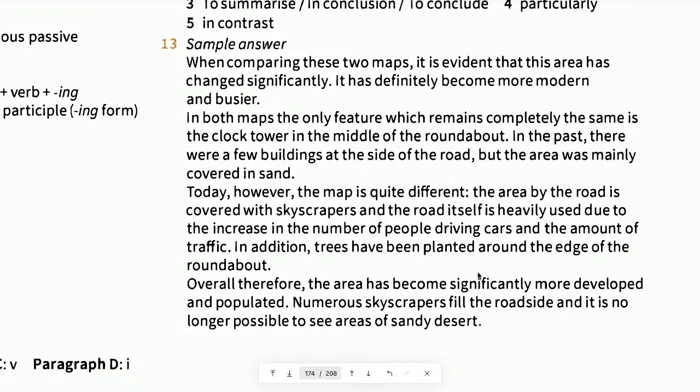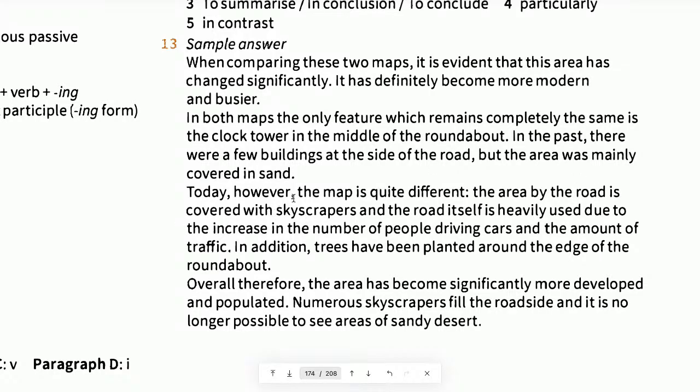Okay, now tell me the main verb here. What is the main verb in this part? The area by the road is covered with skyscrapers. Which one? Is covered. Yes, is covered, just like was covered above, right? Here we have is covered. And this is which tense? Yeah, present simple passive, right? The passive form.